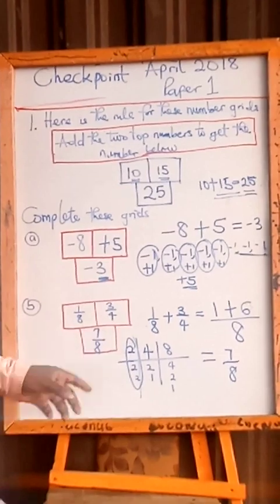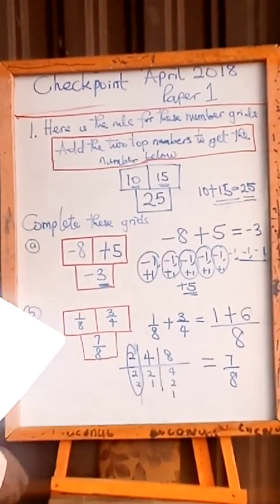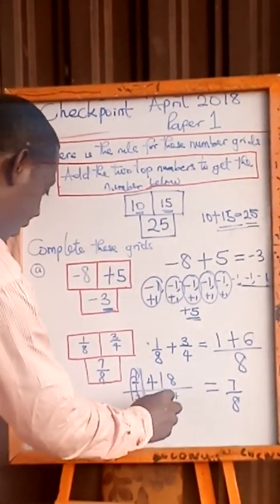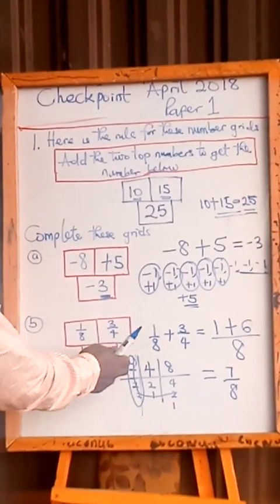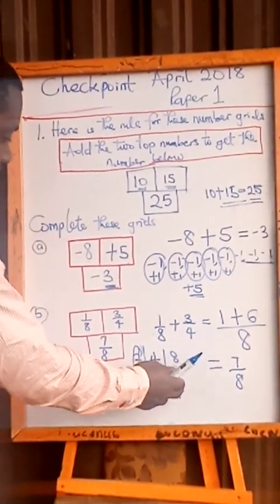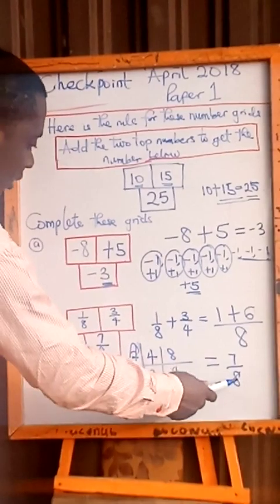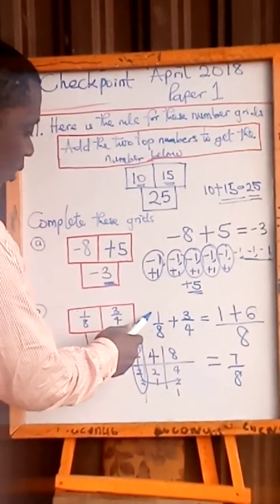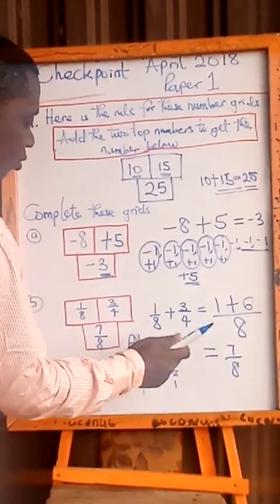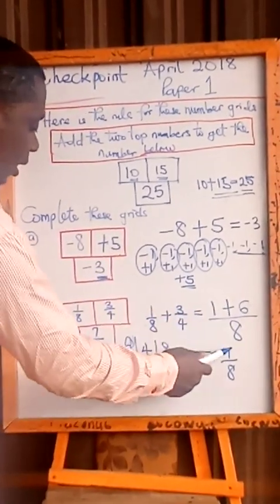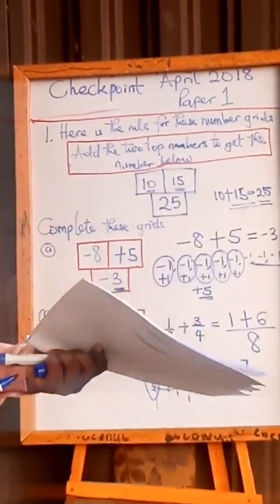And when you do this, you have the LCM here. This is the LCM. And you have 2 times 2 times 2, and that gives you 8. 8 in 8, you have 1. 1 times 1, 1. 4 in 8, 2. 2 times 3, 6. And that is how you have 7 over 8.